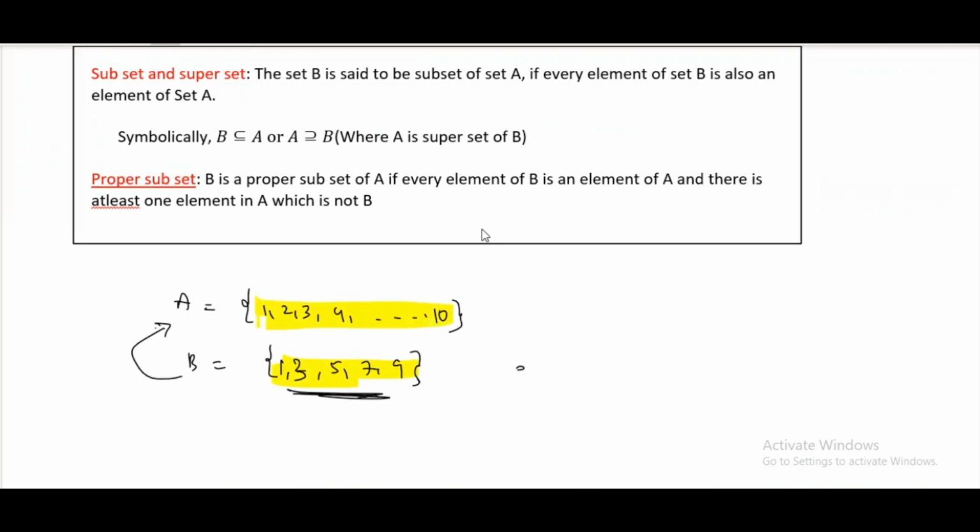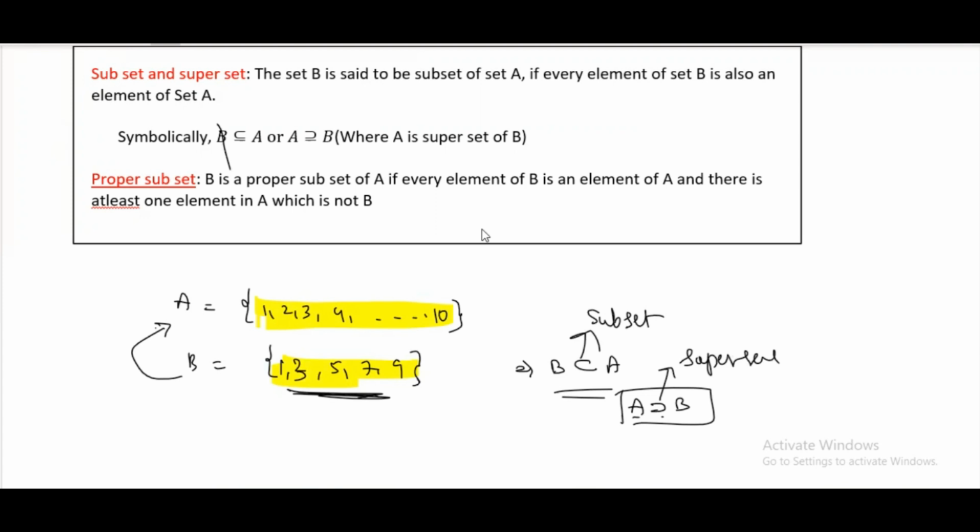Then we can say that B is a subset of A. Here we can say that A is a superset of B. This is the subset symbol, and this is the superset symbol. Clearly, set B is said to be a subset of A if every element of set B is also an element of set A. Symbolically, this is the way we write it.